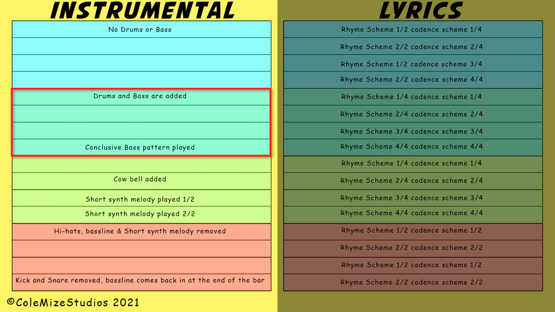And if you look below that on the next 4-bar section, there's a cowbell that's added on the 2nd bar. And then I also introduce a short synth melody on the final 2 bars of that 4-bar section. After that, going into the final 4-bar section represented in red here, the hi-hats, the bass line, and the short synth melody are removed. So we're really stripping down the instrumental right here. And that continues on. Then on the last 4th bar of this 4-bar section, the kick and the snare are removed. The bass line also comes back in at the very end of this bar.